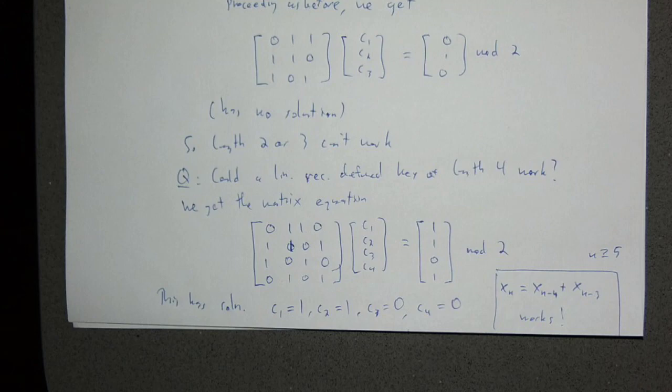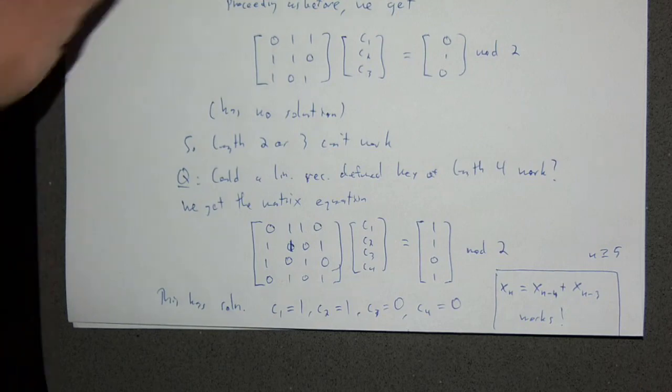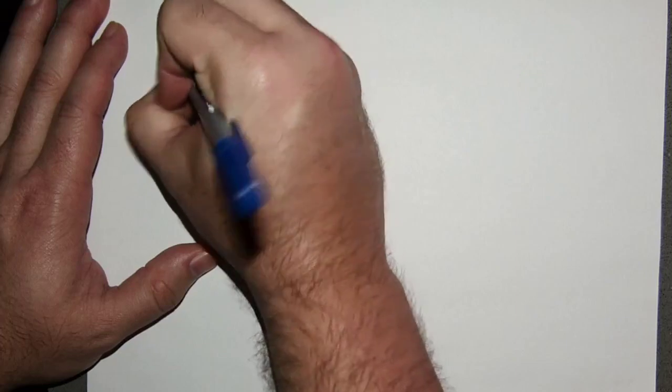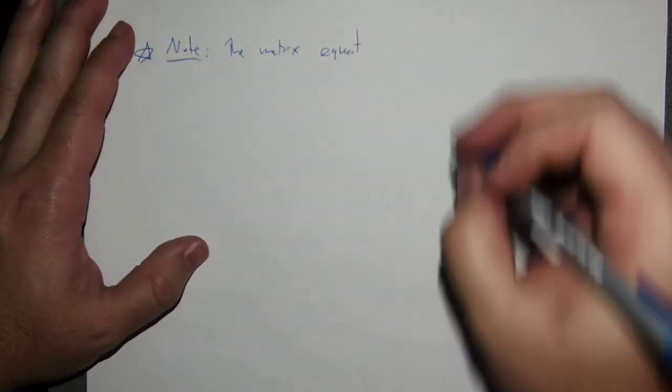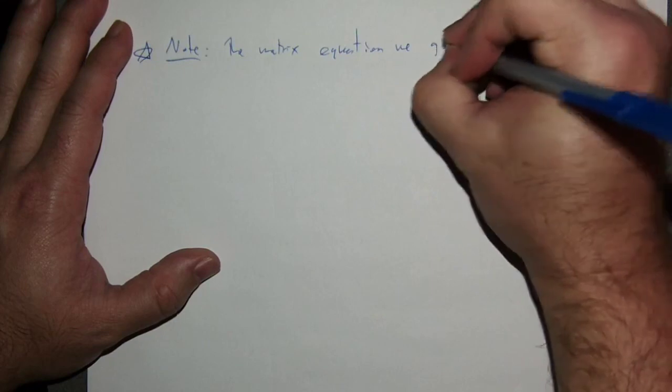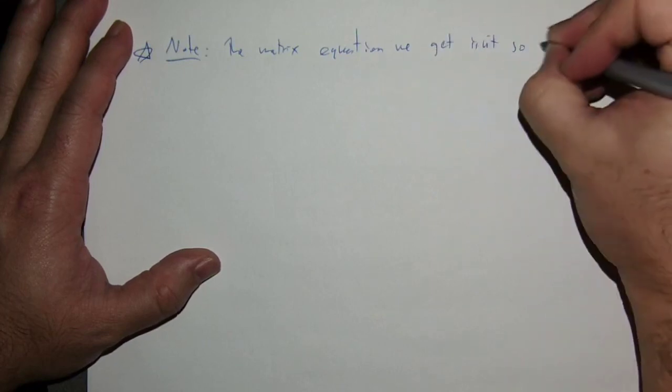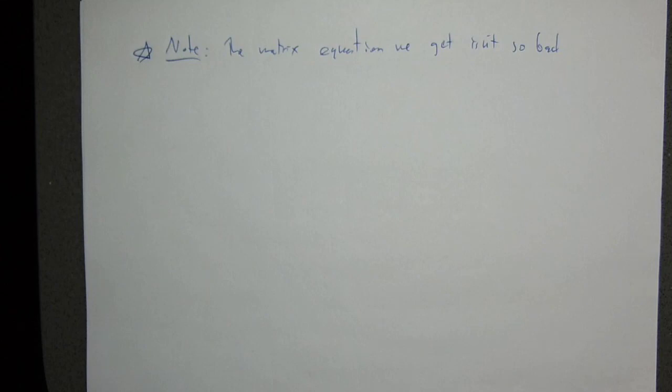All right. So a couple of notes. The matrix equation that you get is actually pretty deterministic. So note the matrix equation. This is important for doing these problems. So the matrix equation we get isn't so bad. And how did we know that it worked? We checked it against the key that we were given, right? So that's the point.